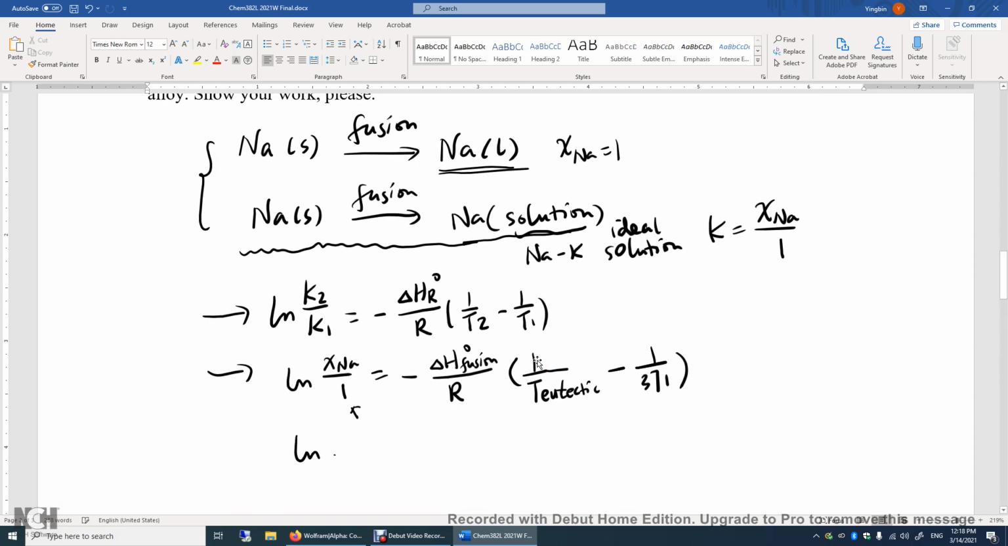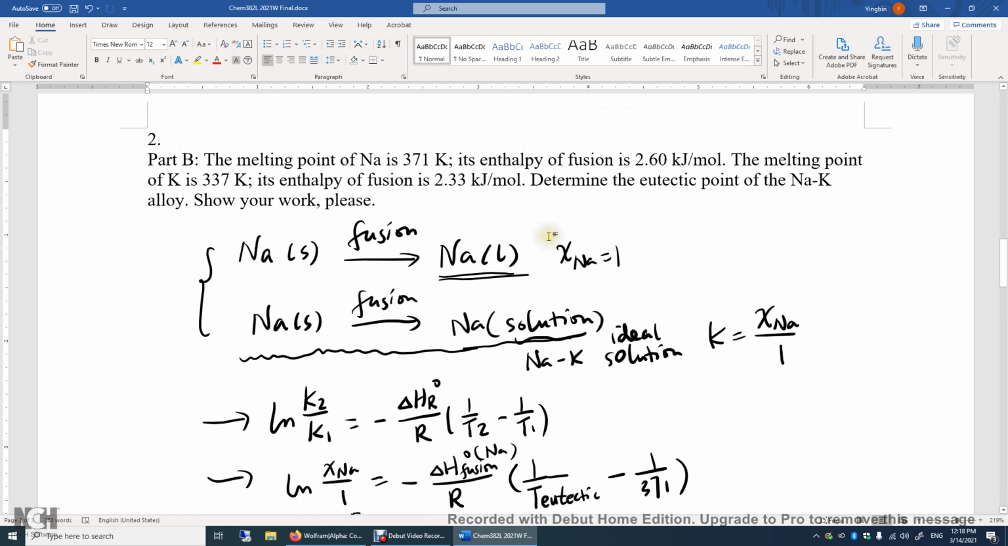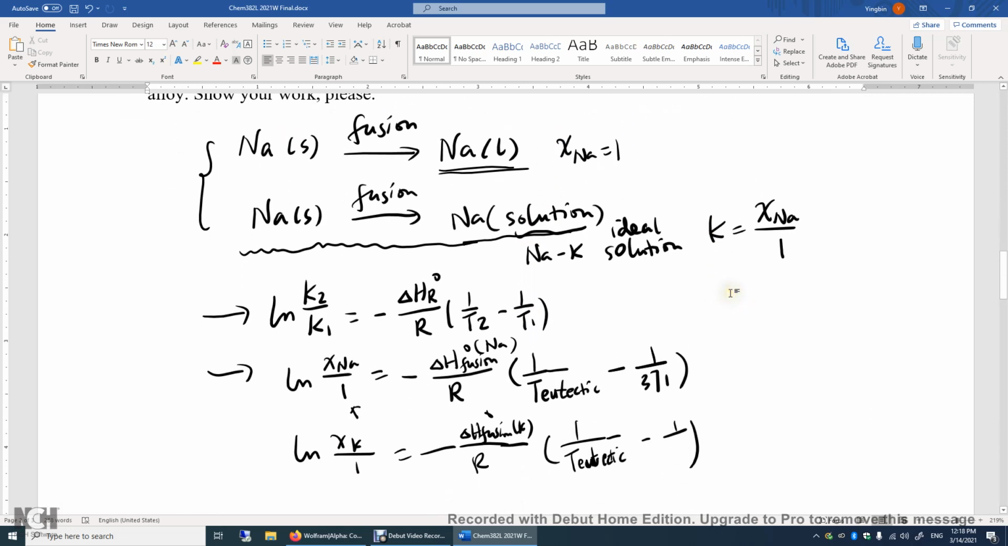And now we have another equation for potassium. Similarly, this is for sodium. And then we have R delta H fusion for potassium. And we have the eutectic point. Look, the eutectic point is the temperature at which both sodium and potassium melt at the same temperature. So that's the definition of the eutectic point. And let's see, 337.